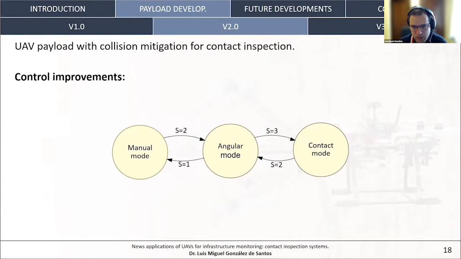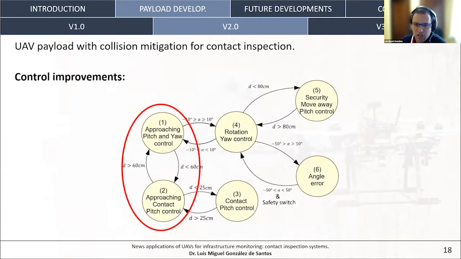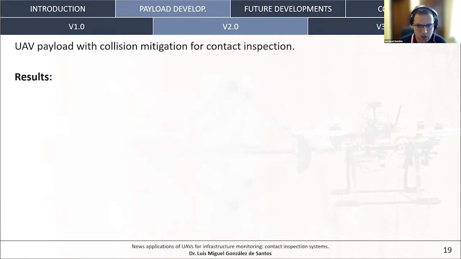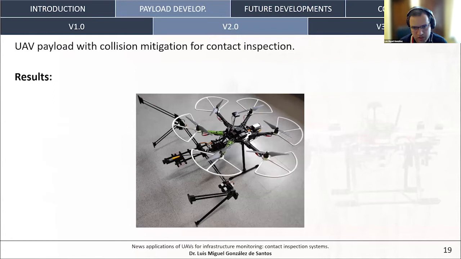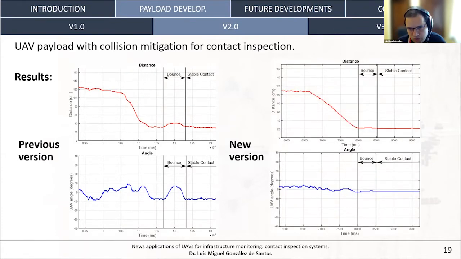Regarding the control system, just small changes were made. In the hybrid automaton system, a new state was set, and the control variables were tuned to make a slower approach to the structure. The payload was integrated in 2 different UAVs, and comparing the obtained results with the previous version, we can see that we have reduced the bounce with a slower approaching speed, and also with the new contact support, the system is able to be completely fixed to the structure during the inspection.